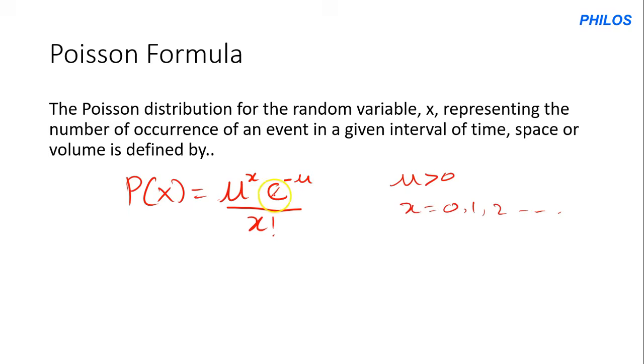And this e is a constant. It is on your calculator. If you check it out, you see it there. It's a constant which is approximately equal to 2.71828. We call it Euler's number or Napier's constant.